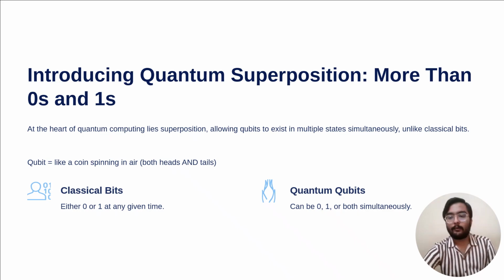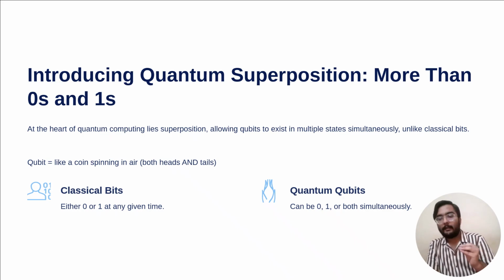Now I will introduce one of the most important ideas of quantum computing: quantum superposition, more than zeros and ones. There is no in between, but in quantum computing, a qubit can be in a state that is a combination of 0 and 1 at the same time. We call this superposition. You can think of it like a coin.